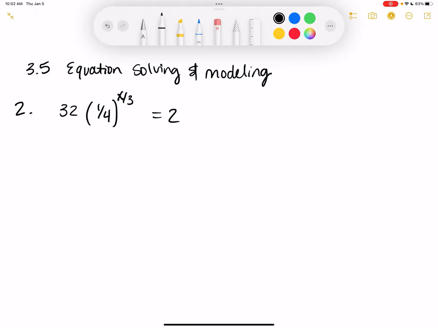So the first thing we're going to do is divide by 32. So we have 1/4 raised to the x over 3 is equal to 1/16.